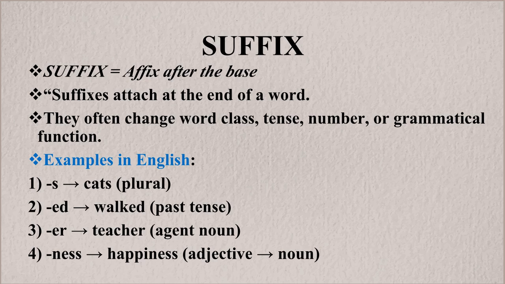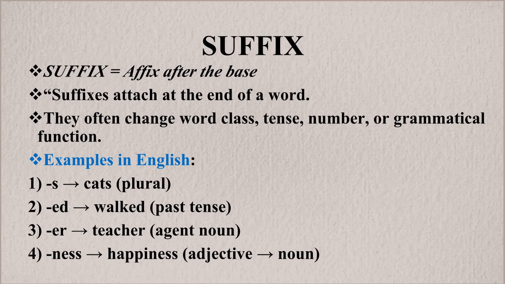When the suffix s is added at the end of the word cat, it forms cats, which is a plural. Here the word class is not changed, just the number changed. In the second example, the suffix ed is added at the end of the word walk, forming walked. Here again the word category remains the same, just the tense changed.